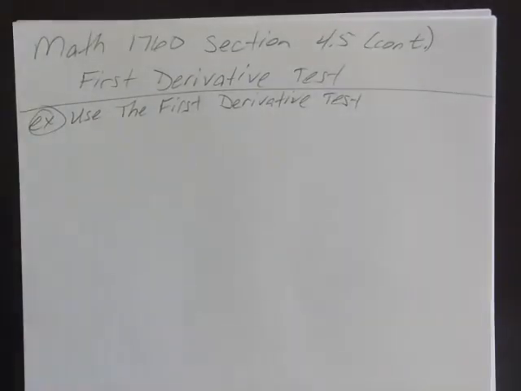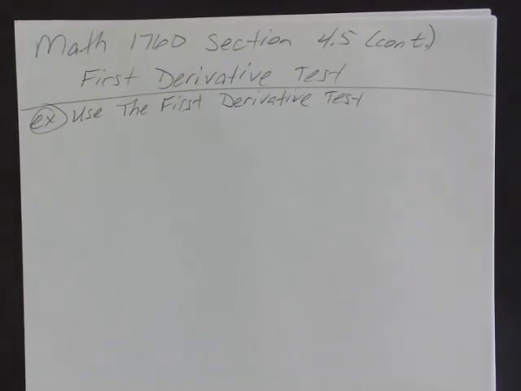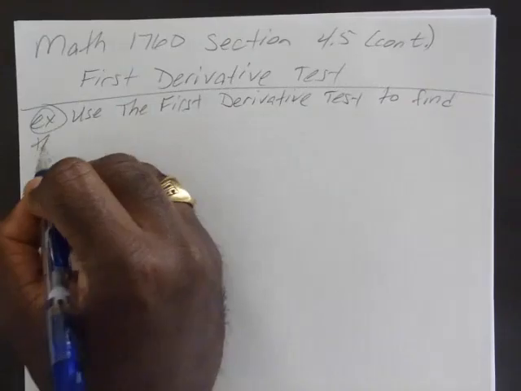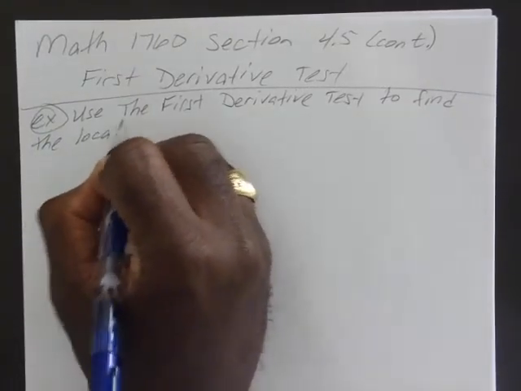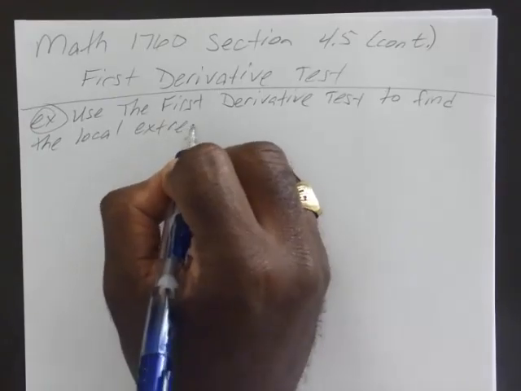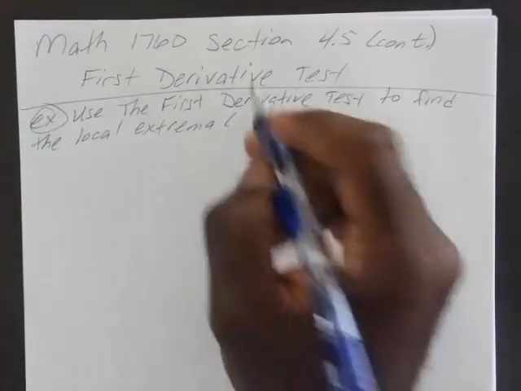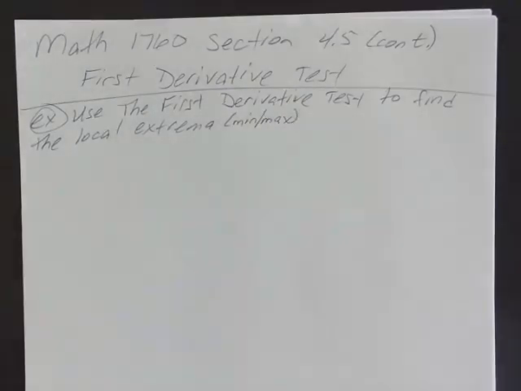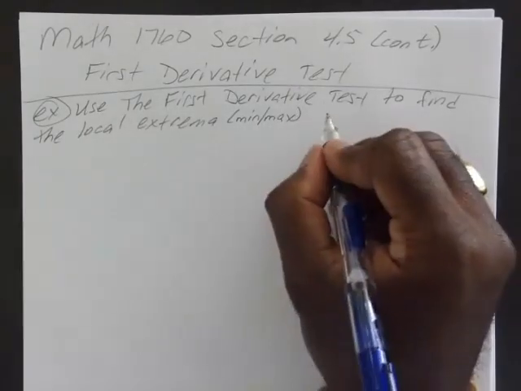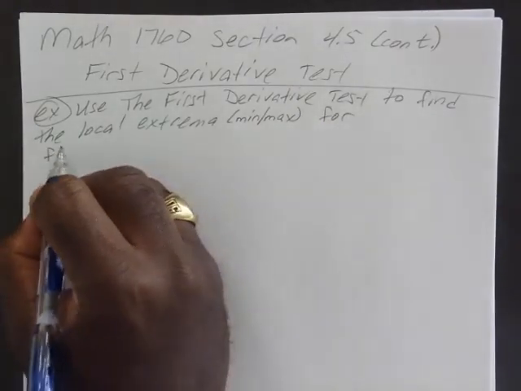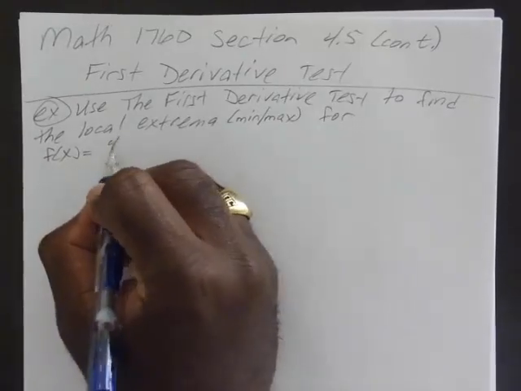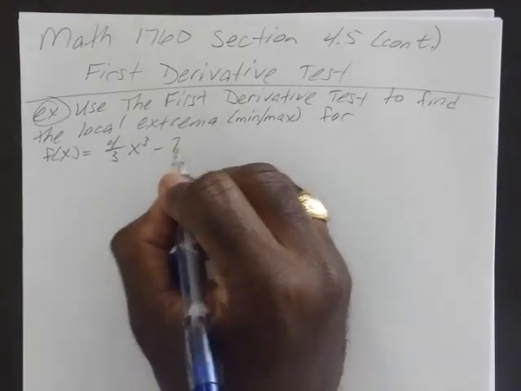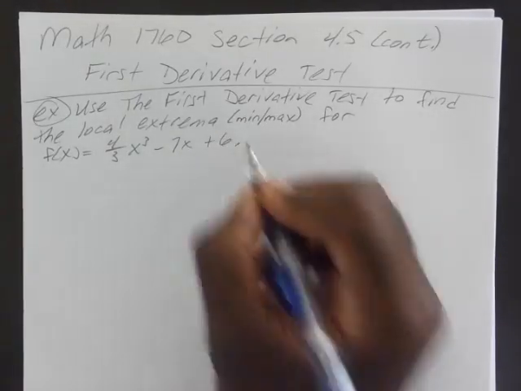to find the local extrema, and remember, that's just a fancy way of saying the minimum and maximum values for f of x is equal to 4 divided by 3 times x to the third power minus 7x plus 6.